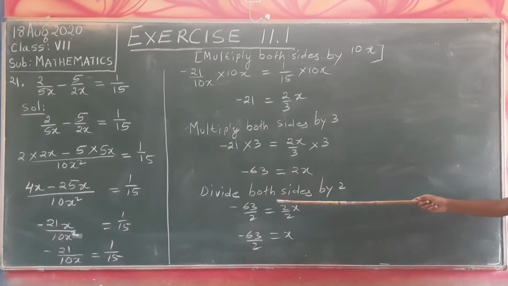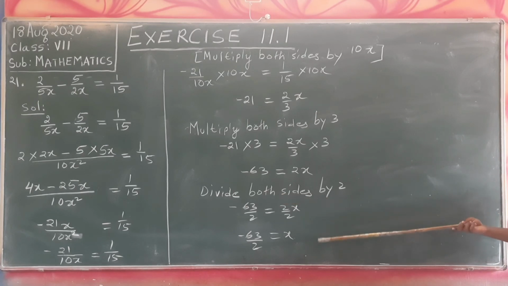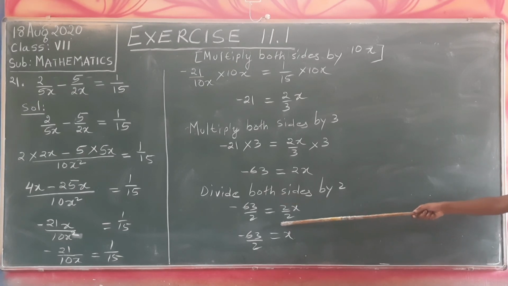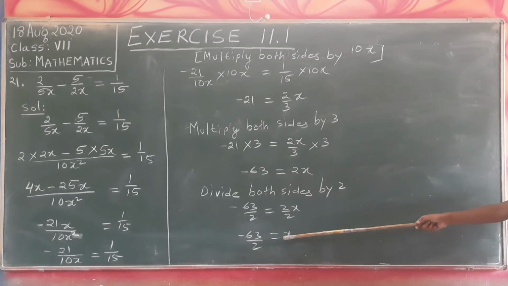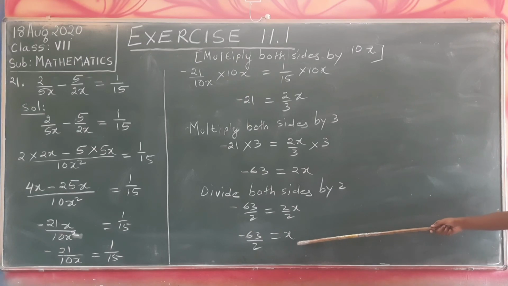Now to remove the 2, in order to remove 2, divide both the sides by 2. So minus 63 upon 2 is equal to 2x upon 2. So 2 gets cancelled, so we are left with x. So x is equal to, we can say, minus 63 upon 2. You can turn it to the other side and you can write it.